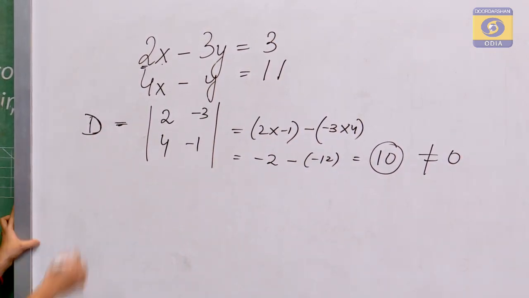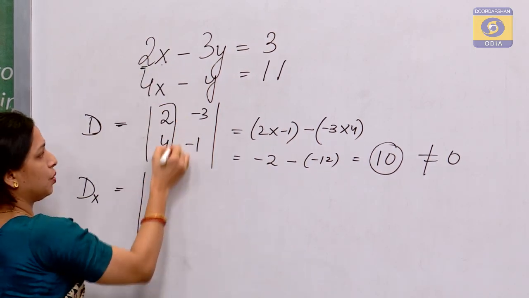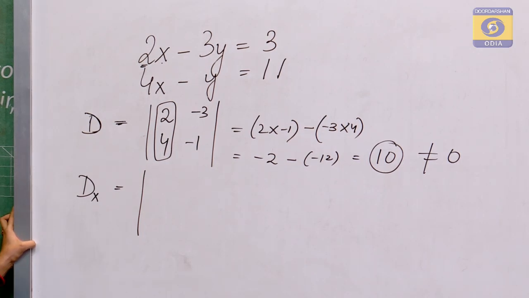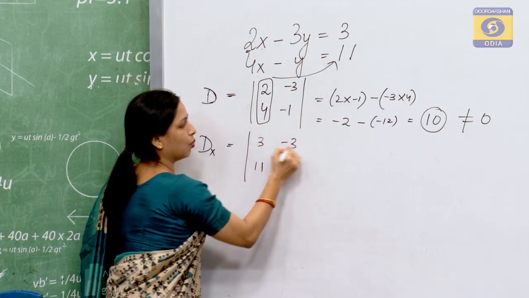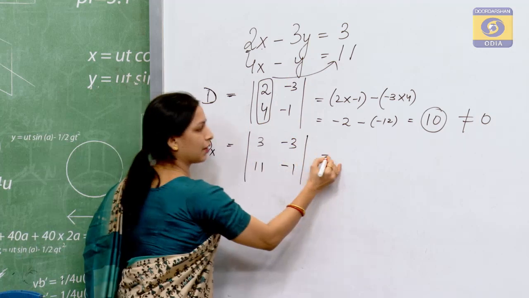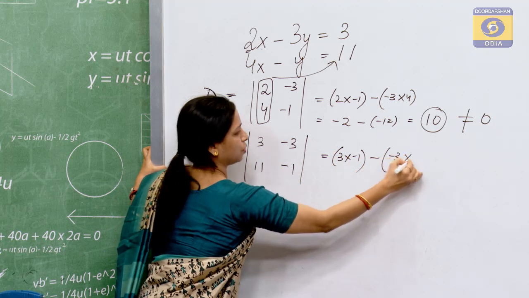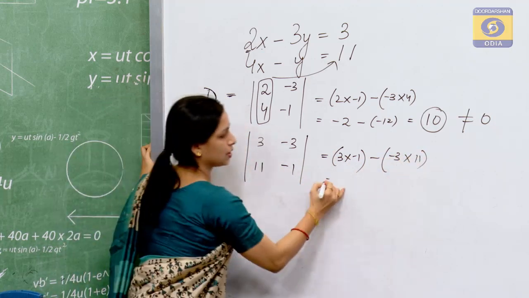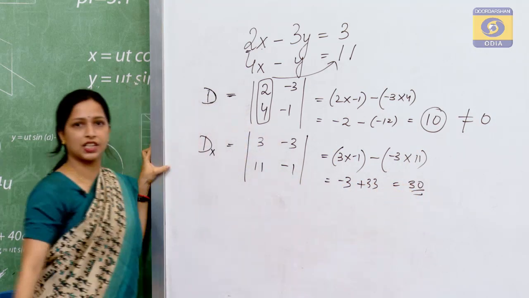What is the next step? We have to find Dx. How do we find Dx? In Dx, we substitute the coefficients of x with the known values, that means 3 and 11. The y coefficients remain the same, that means minus 3 and minus 1, right. Now, we can find the determinant value. So, 3 into minus 1 minus minus 3 into 11, which is minus 3 plus 33. So, what is the answer? 30. So, the Dx value is 30.